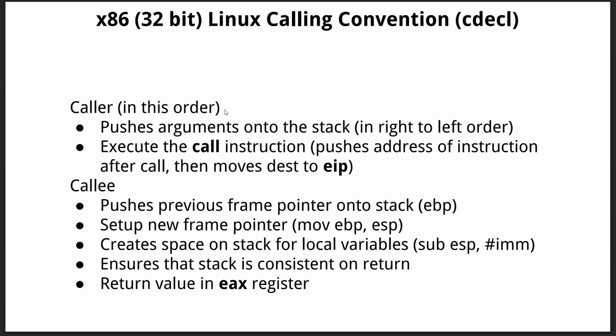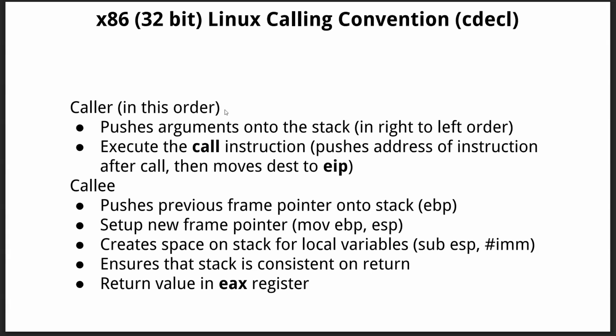Then the caller will execute the call instruction, which will save the next instruction's address onto the stack, then do an unconditional jump to the target, right? Then where is the target? The target will be the very first instruction of the callee, the function you are trying to call.